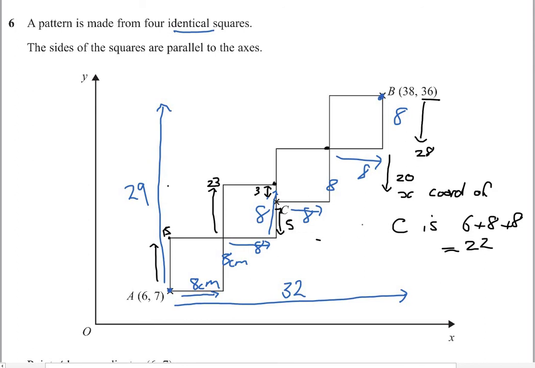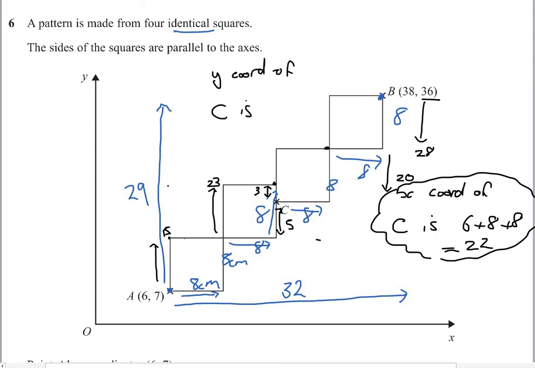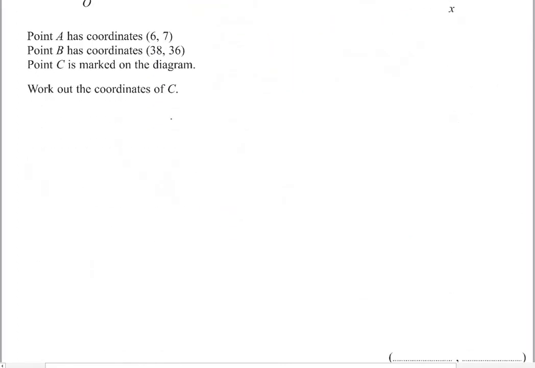So now we're ready to work out the y coordinate. And we do that like this. The y coordinate of C is, well, we start at 7, we go up 8, and we go up another 5. So that equals 7 plus 8 is 15, plus 5 is 20. So our final answer, coordinates of C, are 22, 20.